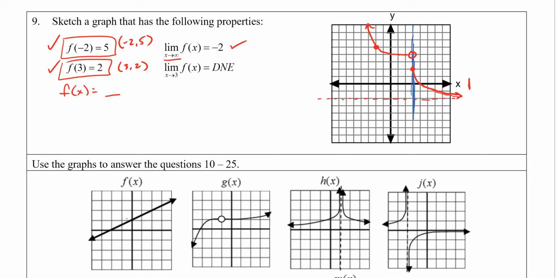So when I look at this graph, the value of f of -2 is 5. That matches the first one. This point here is f of 3 is 2. Then the limit as x goes to infinity is -2, so we have that down here. And then the limit as x approaches 3 is not defined, and we see that because here's x equals 3, this vertical line right here through +3. The left side of the function approaches +4. The right side of the function approaches +2, so the limit does not exist.